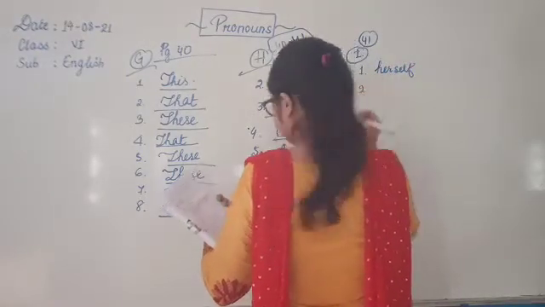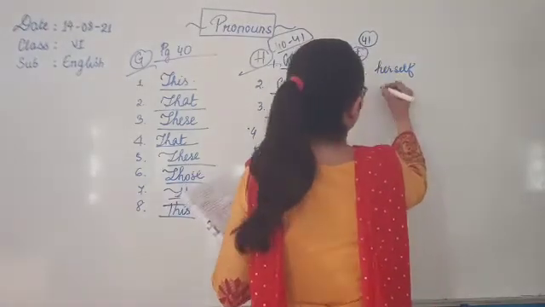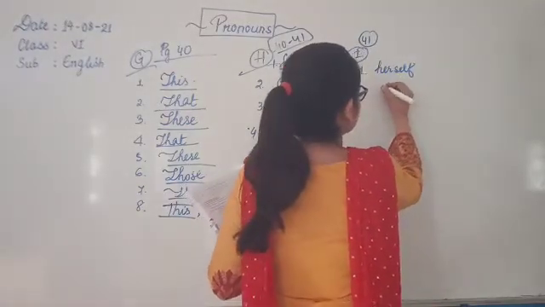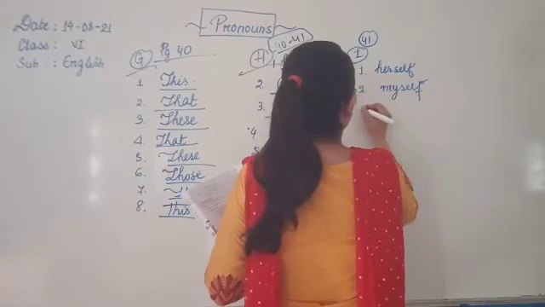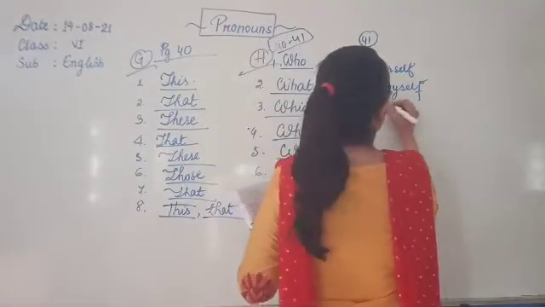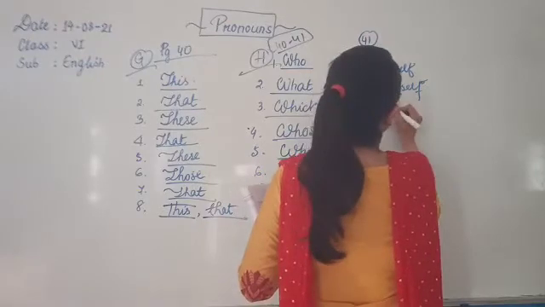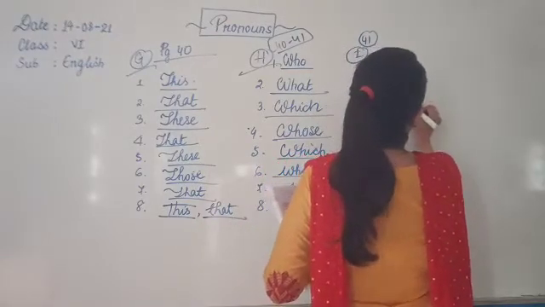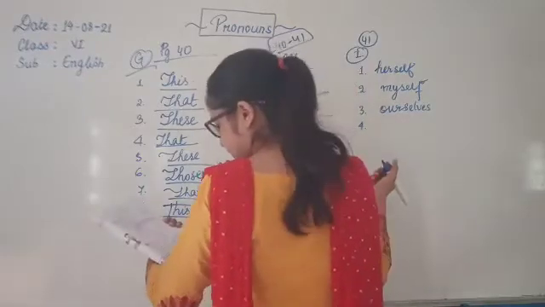Number 2. I fell from the stairs. I have fallen. So for I we are going to use myself. I already told you, for I we are going to use myself. Number 3. We enjoyed dash. Now children, it will be ourselves because for we I told you the reflexive pronoun is ourselves.